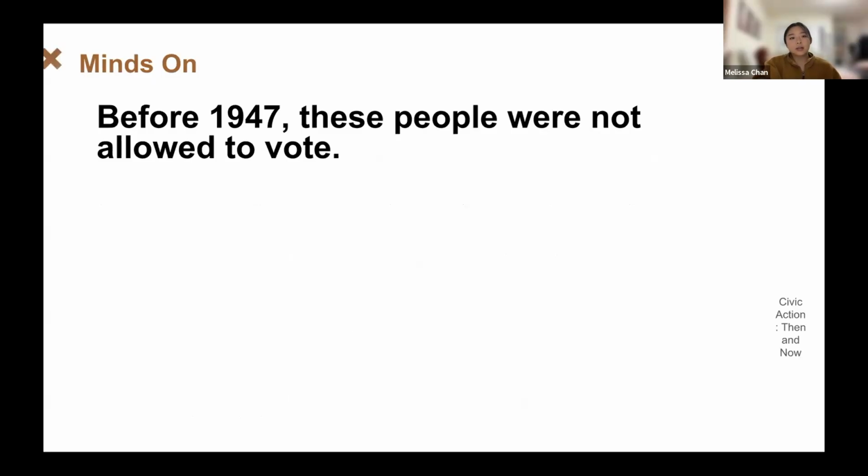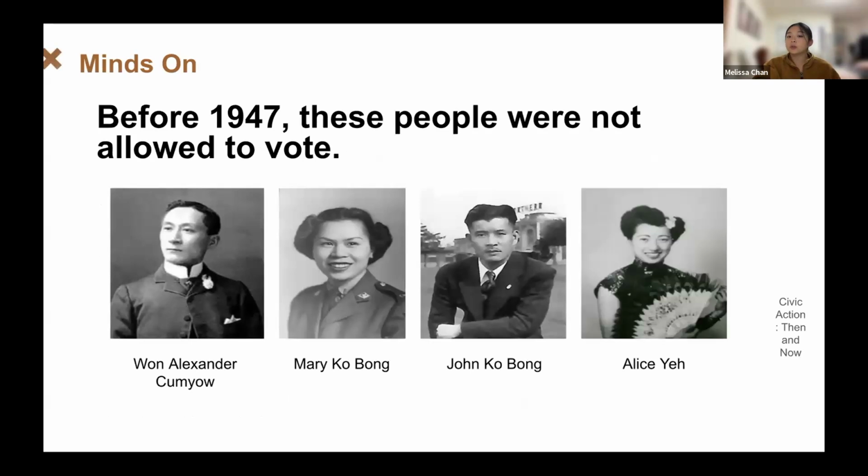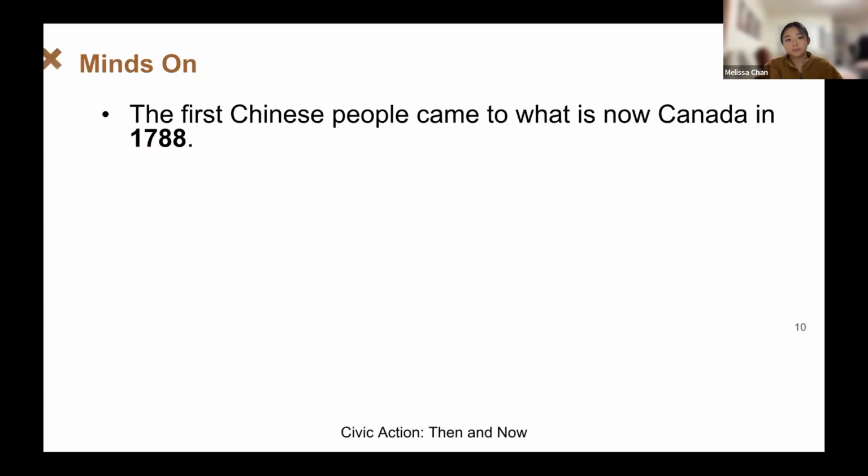Right. So obviously, before 1947, the following people were not able to vote, and students can quickly identify that it's because they're Chinese, right? And so why was that the case? Here is where I give a little bit of historical context. Whereas in the case studies already included in the resource, you could play a video, here I'm introducing a different story, right?